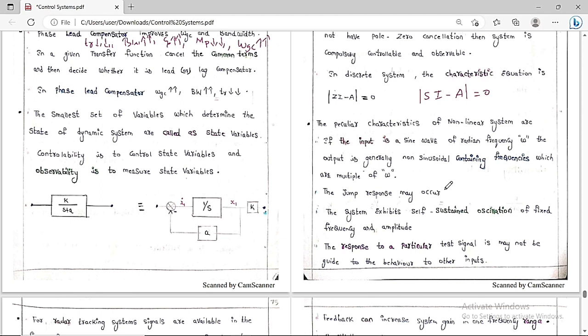So finally I can say the peculiar characteristics of the nonlinear system are: if the input is a sine wave of frequency omega, the output is generally non-sinusoidal containing frequencies which are multiples of omega. The jump response may also occur. The system is going to exhibit self-sustained oscillations of fixed frequency and amplitude. The response to a particular input signal may not be a guide to the behavior for other inputs.